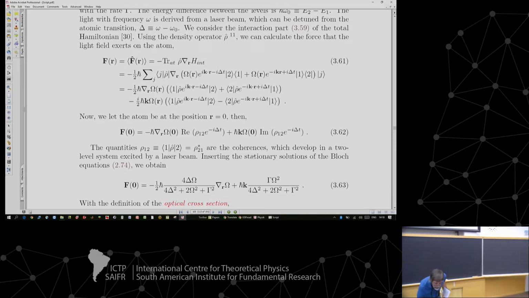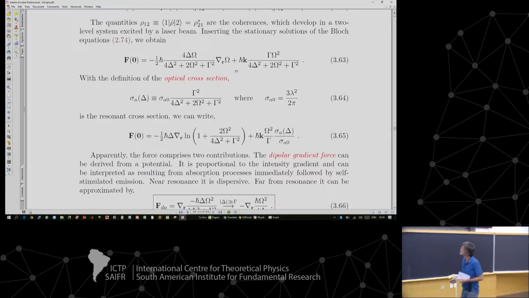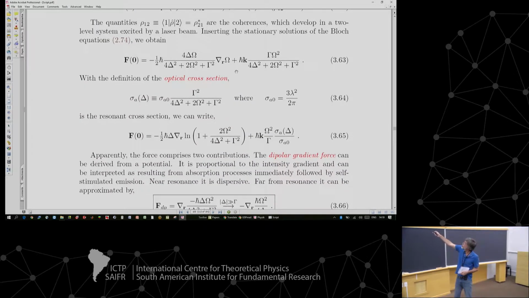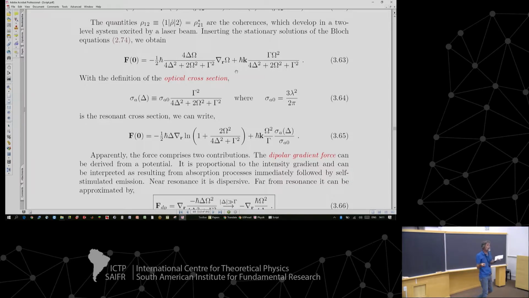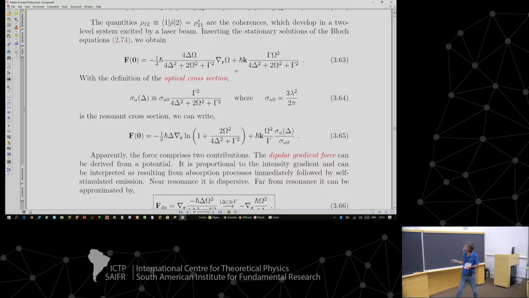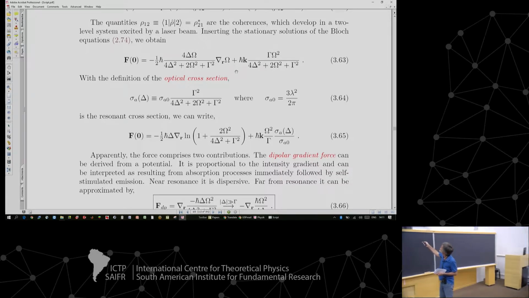So we can simplify the formula a little bit if we define the optical cross-section, which is done here. So we have a Lorentzian here, and this is the resonant optical cross-section. This is just the probability that a photon hits an atom or is absorbed by an atom, which is here on resonance. And this is the modification if your laser is detuned a little bit further from resonance.